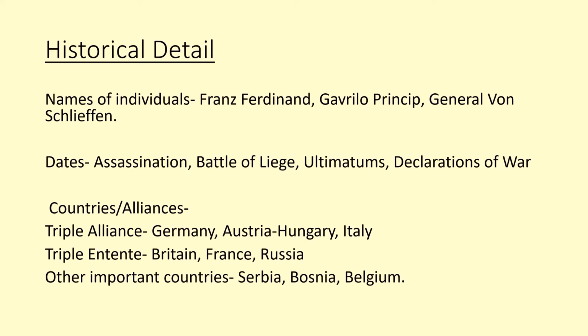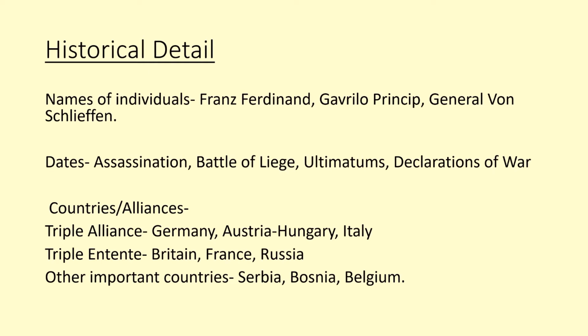Next, historical detail. So these are some ideas that you can use within your answers. So some of the names we've looked at are Franz Ferdinand, Gavrilo Princip, and General von Schlieffen. Dates that you could include are things like the assassination, when that happened, the Battle of Liège, the different ultimatums, and the different declarations of war. So those are good examples of where you can include dates.